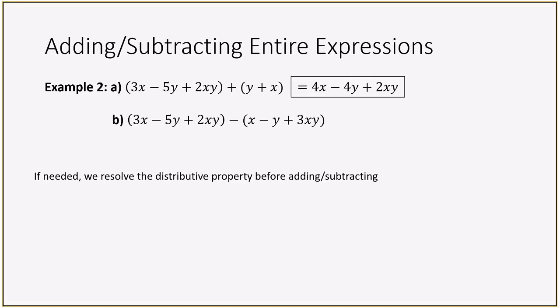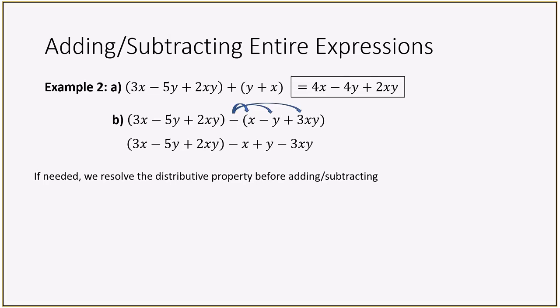But what we have to watch for is if we are subtracting, we can't just drop all of the parentheses and call it good. What we need to do is distribute the negative to all of the terms in the second parentheses. So what I mean by that is I'm going to change the sign of the x, so it'll become a negative x. I'm going to change the sign of my negative y, it'll become a positive y. And then I'm going to change the sign of my positive 3xy to make it negative. And so I'm going to rewrite my problem.